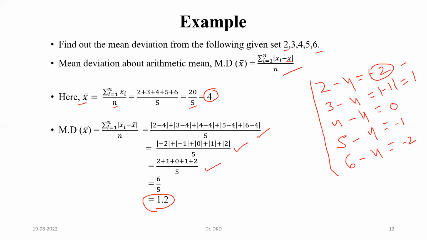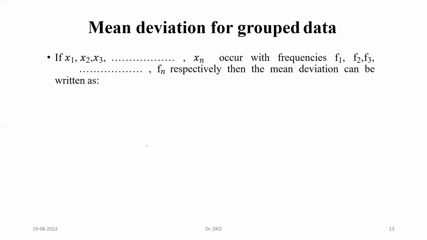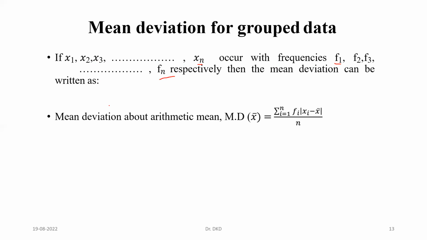Now the next point is mean deviation for grouped data, which is important, and we need to understand how to calculate it. For grouped data, if we have observations x1, x2, x3 up to xn occurring with frequencies f1, f2, f3 up to fn respectively, then the mean deviation can be calculated with this formula: summation from i equal to 1 to n of fi multiplied by the modulus of xi minus x bar, divided by n.